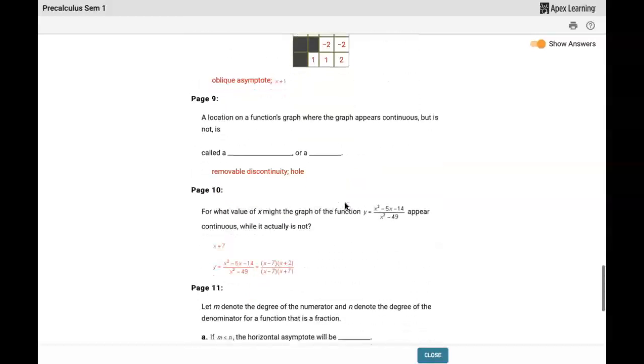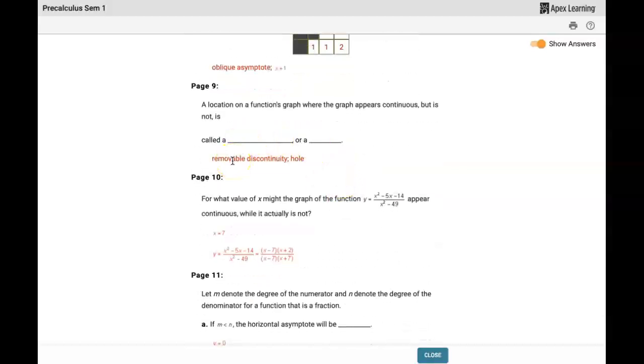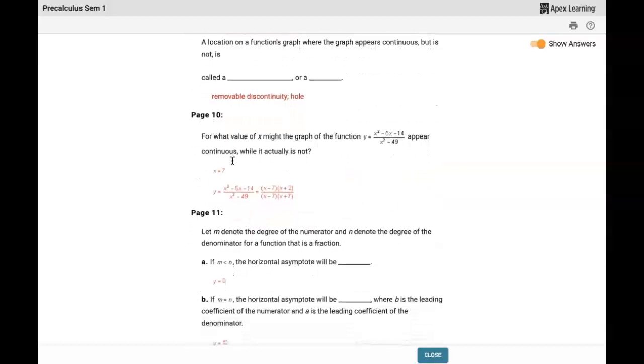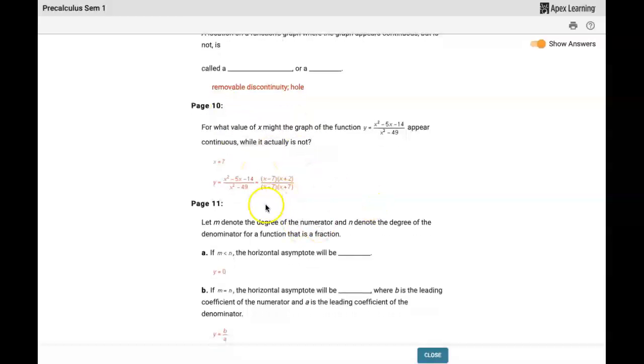All right, and then a location on the function's graph where the graph appears continuous but is not is called a removable discontinuity or a hole. Okay, for what value of x might the graph of the function appear continuous while it's not, right? That would be 7 and negative 7. All right, 7 and negative 7. And then when you actually plug this in here, you're going to find out that those would be considered, right, both of our vertical asymptotes here. All right, so we know that's going to be 7 or negative 7.